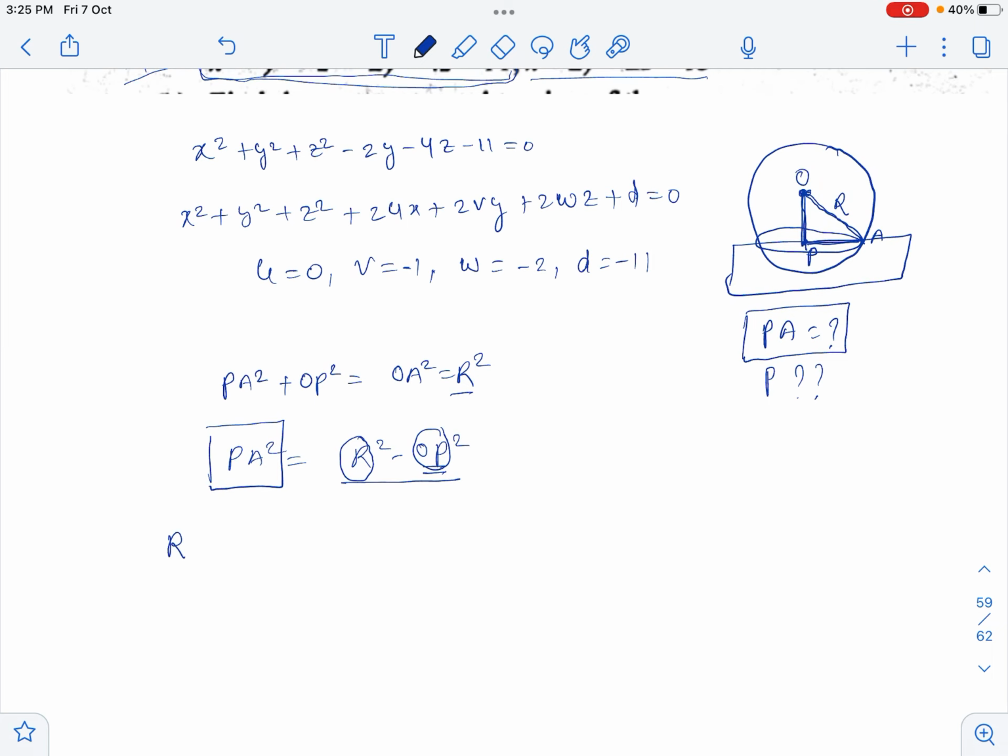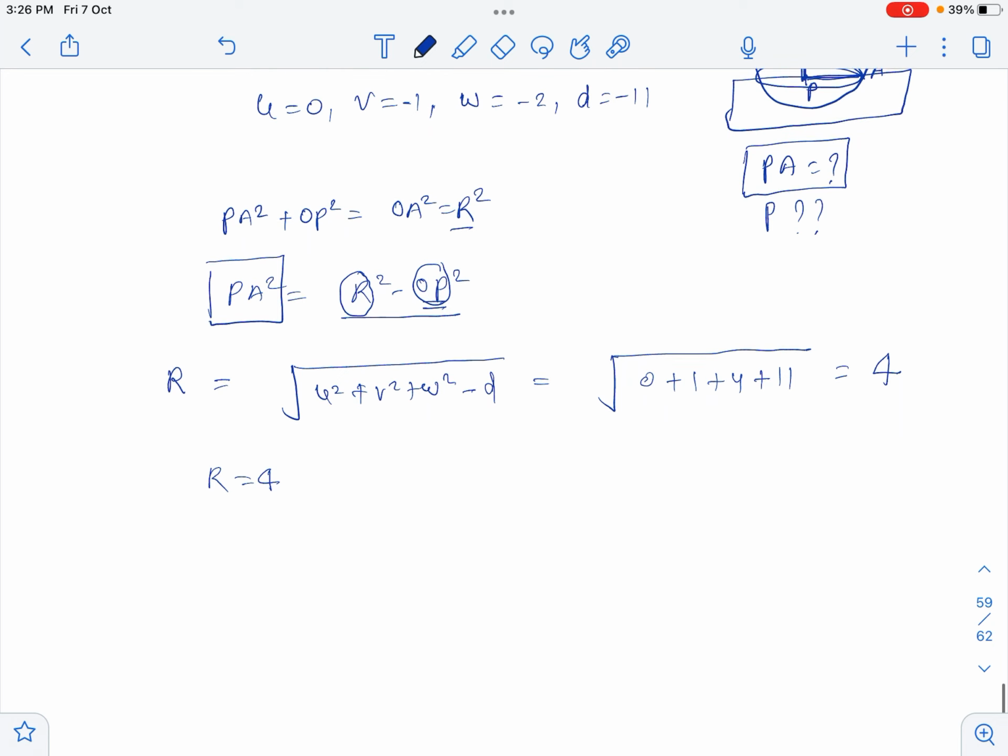So let us first find capital R, that is the radius of the sphere, which is equal to under root u square plus v square plus w square minus d, which is equal to 0 plus 1 plus 4 plus 11, and this is under root 16, that is 4. So R is equal to 4. Now let us find OP.